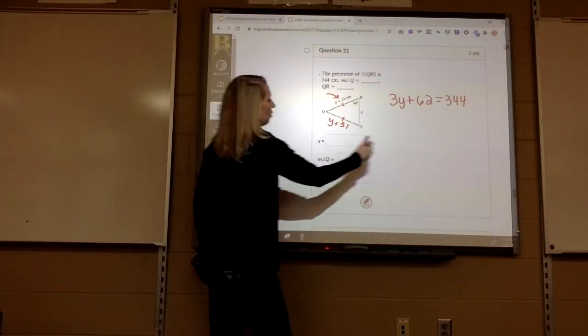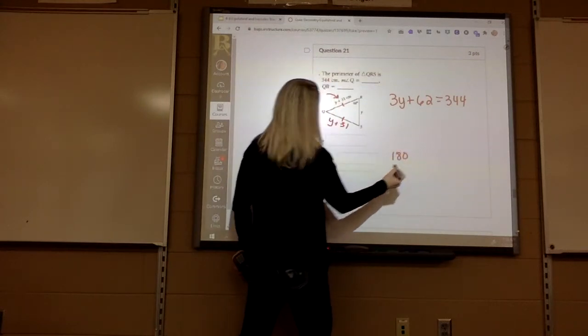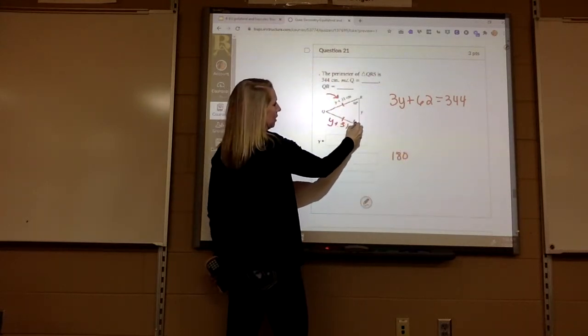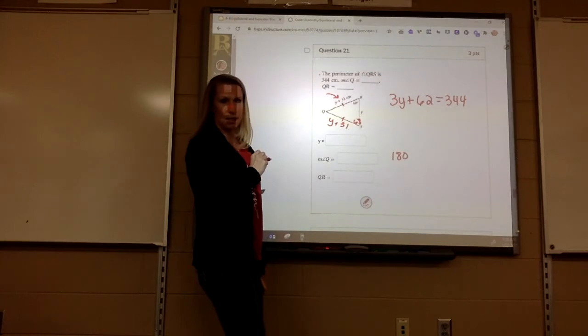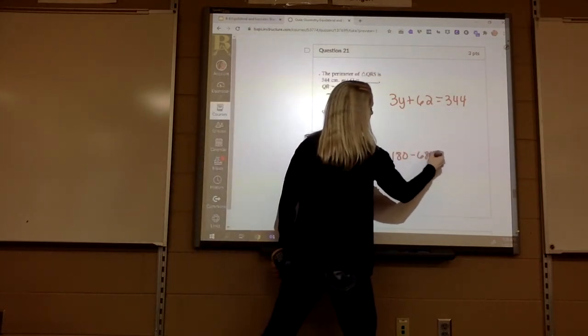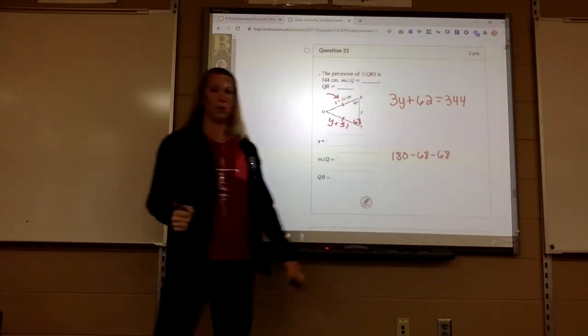To get angle Q, it's 180. If you know that's 68, this would also be 68. So minus 68 minus 68. That will give you angle Q.